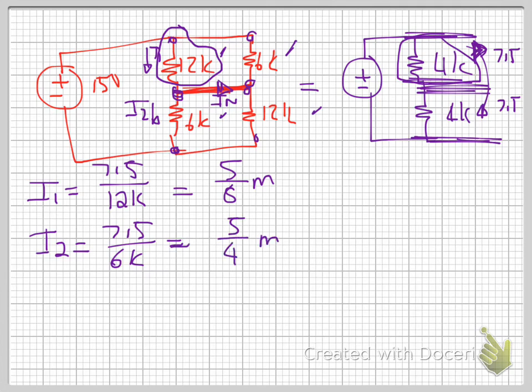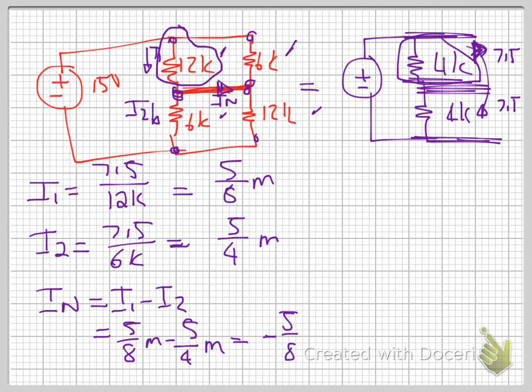Okay, so your value for I Norton is equal to I1 minus I2, which is 5 over 8 mA minus 5 over 4 mA, which is a value of 5 over 8 minus 5 over 4, negative 5 over 8. Negative 5 over 8, which is negative 0.625 milliamps.